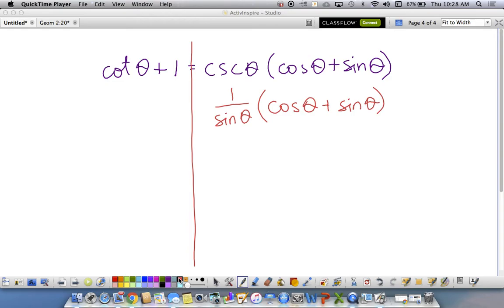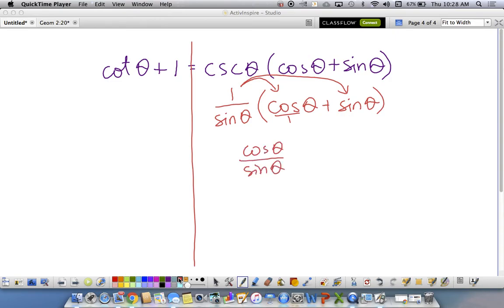Wait, I'm doing my arrows. Sine crosses out. No. Oh, wait, pause. How do you even distribute that? What's 1 divided by sine times cosine over 1? It's a fraction, sine theta over another fraction, sine theta. So you multiply the top. What's cosine times 1? Cosine theta over sine, cosine is cosine. What's sine theta times 1?